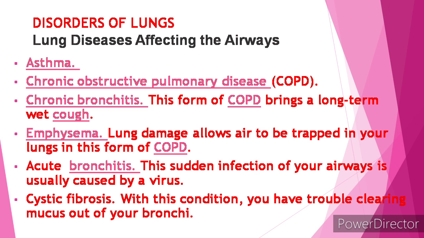So lung disease can happen when there are problems in any part of this system, like the windpipe, also called the trachea, that branches into tubes called bronchi, which in turn become smaller tubes throughout your lungs. Diseases that can affect the airways include asthma, COPD, chronic bronchitis, emphysema, acute bronchitis, and cystic fibrosis.